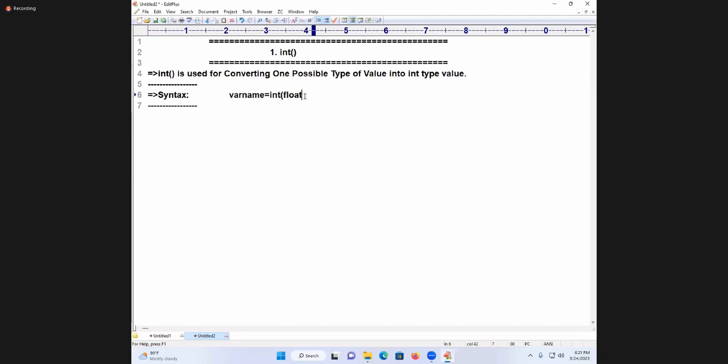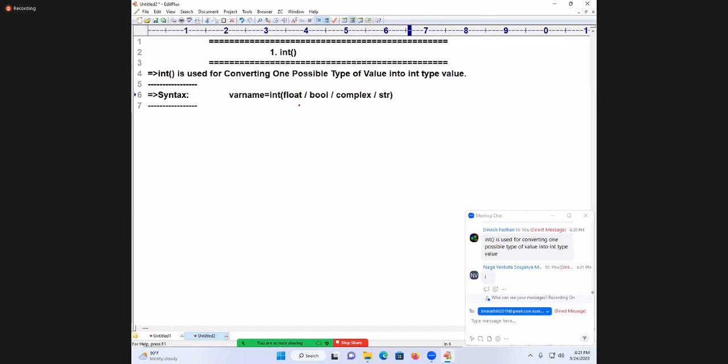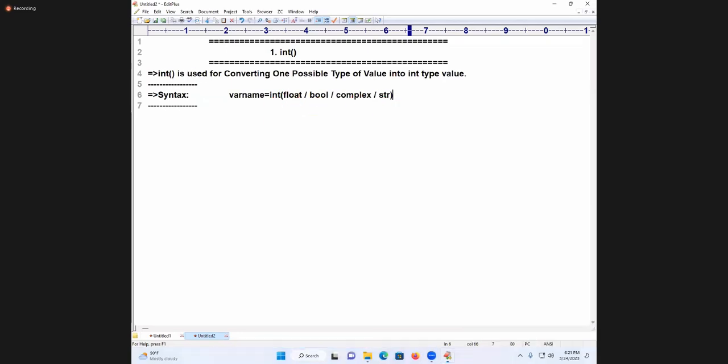Come on, once you get this technique, the other things are dead easy. I will check with float, next bool, next str. I'm trying to check float with int, bool with int, complex with int, str with int. So I'm going to check all these things. Shall we start? Right, the syntax is over.